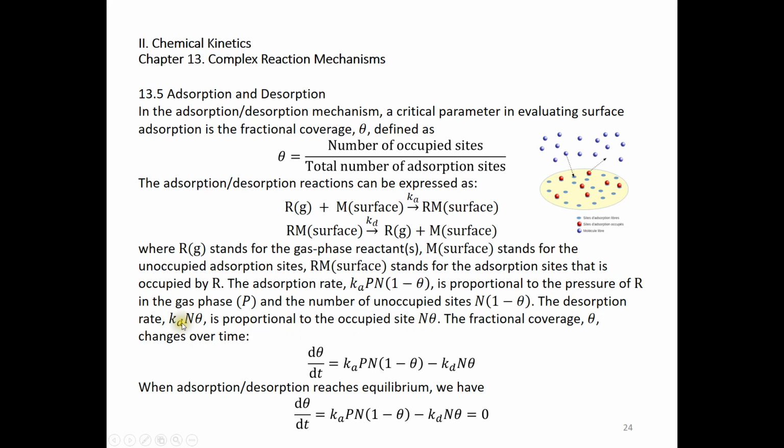Now let's look at the desorption rate. It's k sub D times N theta. k sub D is the rate constant. N theta is the number of this RM, in this case the 7 red spheres adsorbed on the surface already. So N theta is the number of occupied sites, and again, theta is the fractional coverage. d theta over dt can be expressed as the rate of adsorption minus the rate of desorption.